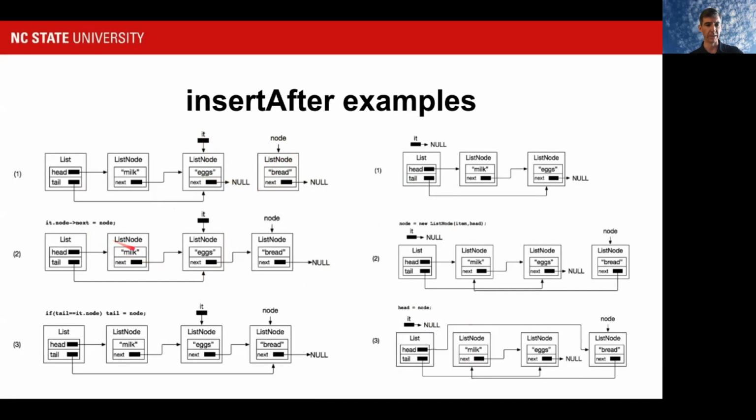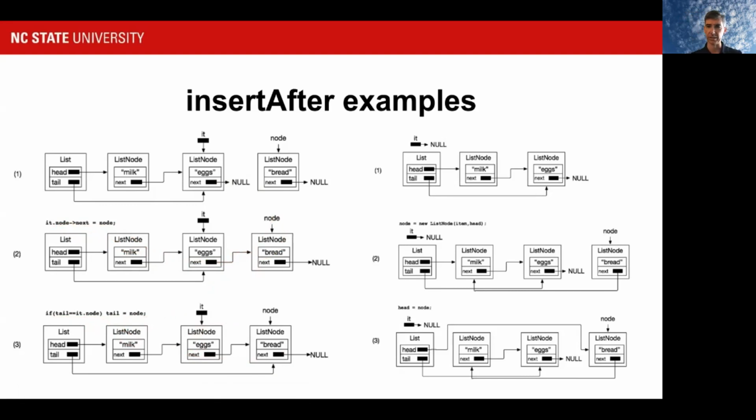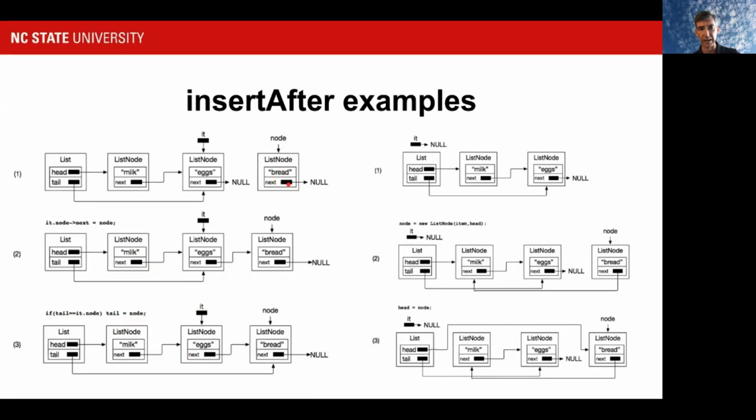And so I can make eggs point at bread by saying, it.node arrow next is equal to this new node. And so that establishes this link. And then I can say if the tail is equal to the current iterator, then set the tail equal to node. Now, by making this a conditional, it allows me to partially handle the case of inserting in the middle of a list. The only other thing I might need to do to make inserting in the middle of the list work is, when I insert this node in the middle, I'm going to have to connect it to whatever's on the other side of eggs. So that's a little extra condition that would have to be here.